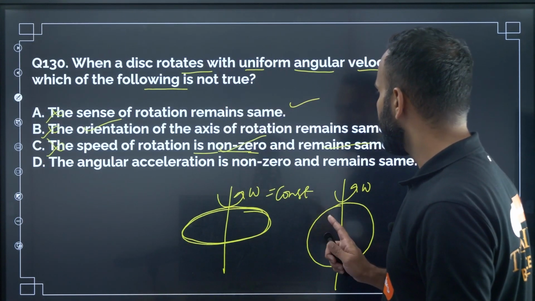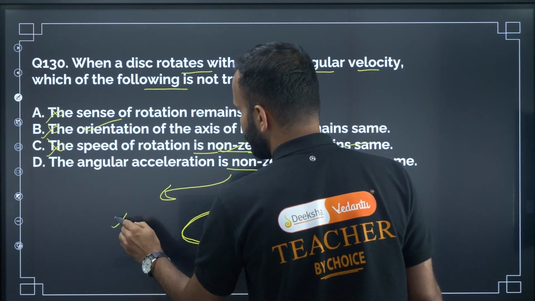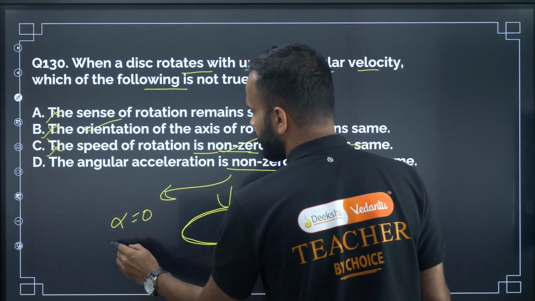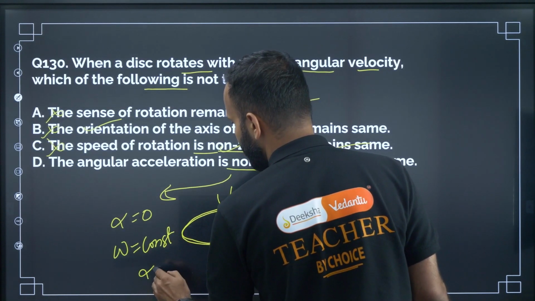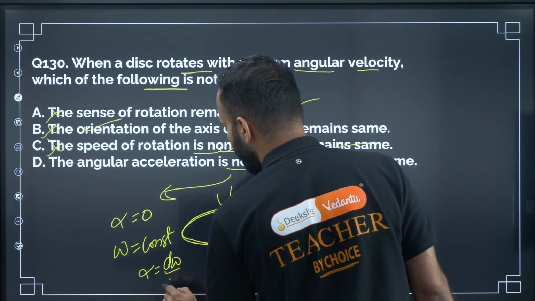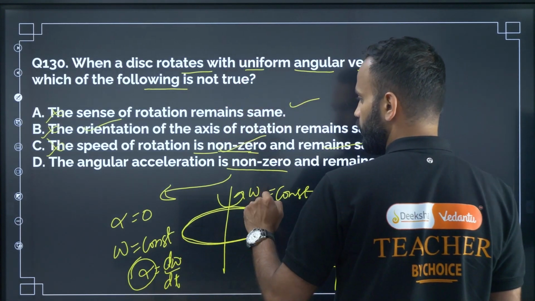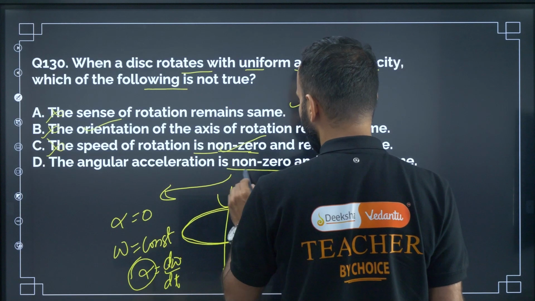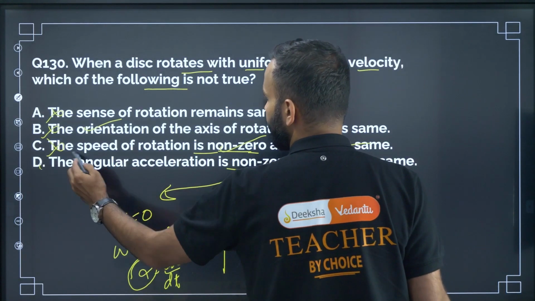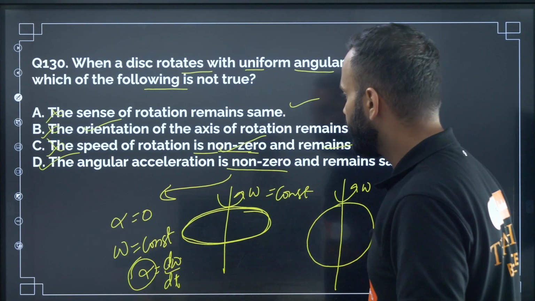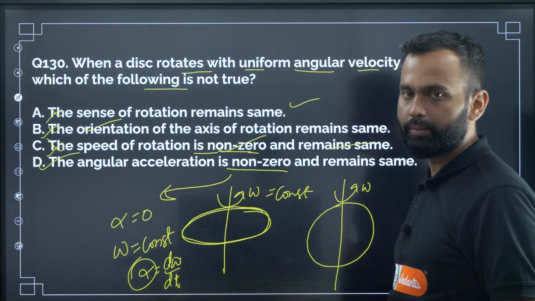Okay, let's see. The angular acceleration is non-zero. Wrong. Angular acceleration is 0, right? Because angular velocity is constant. Alpha is d omega by dt. Omega is constant, so angular acceleration will be 0. So the last option, option D, is the correct answer, right? Why? Because the statement is wrong. Here we need to find the wrong statement.